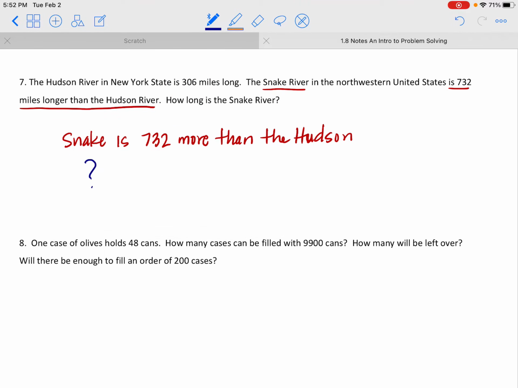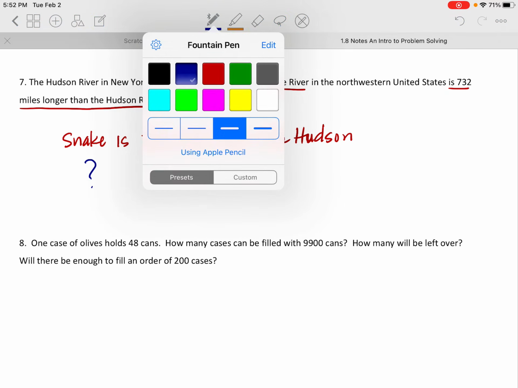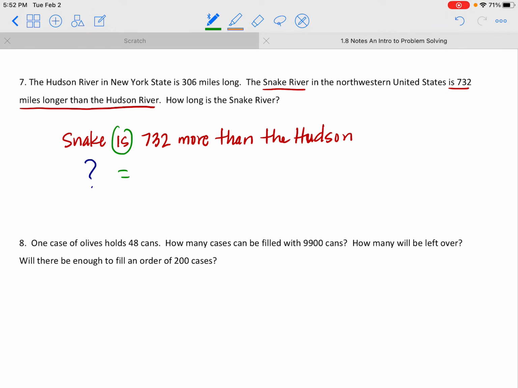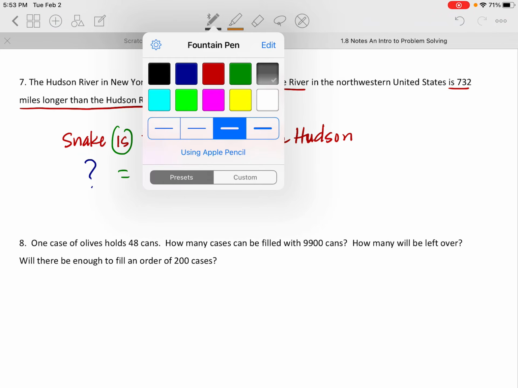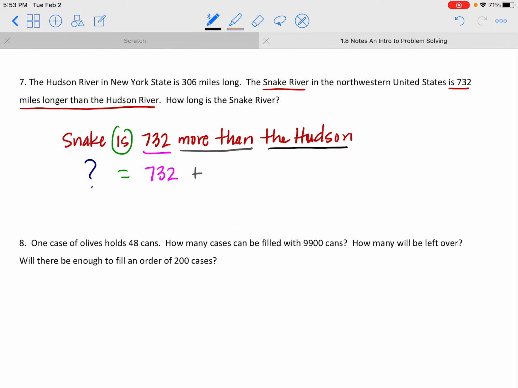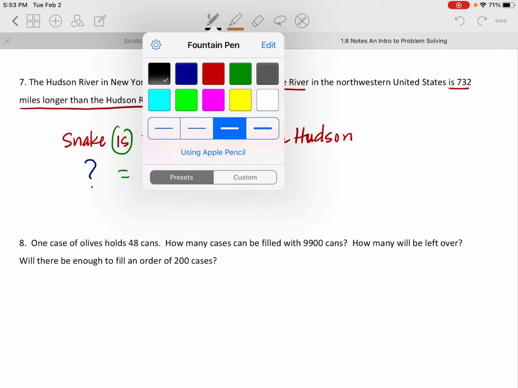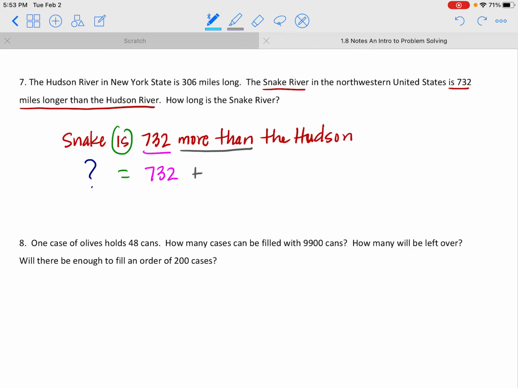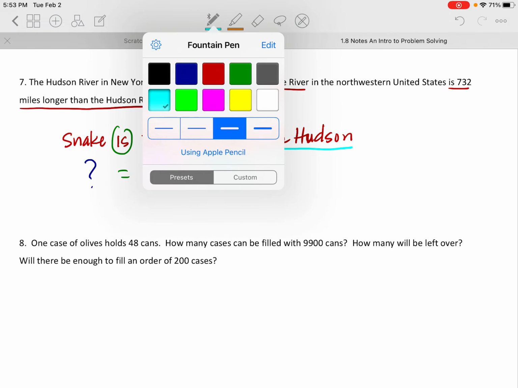So the Snake, let's try to translate there. We don't know, but it is, there's our equal sign, 732, nothing to translate there, 732, more than means add to the Hudson. And the Hudson, we know from here, is 306 miles long, so 306. So how long is our Snake River?